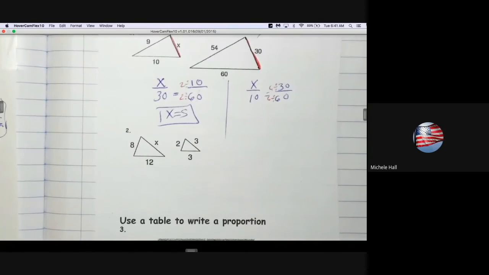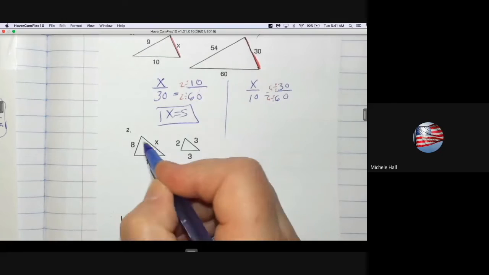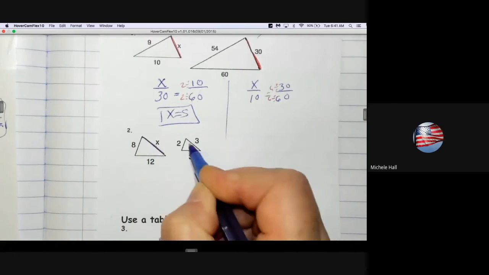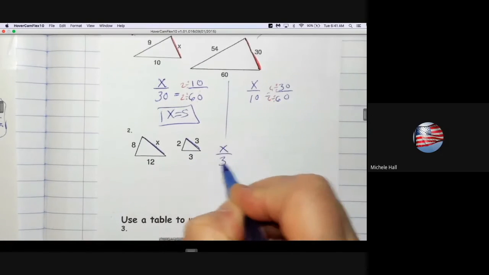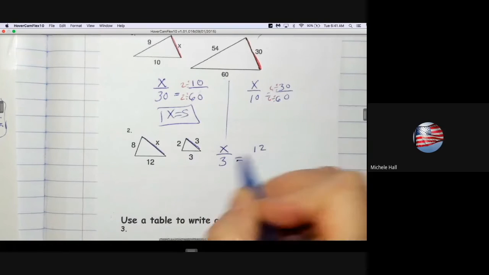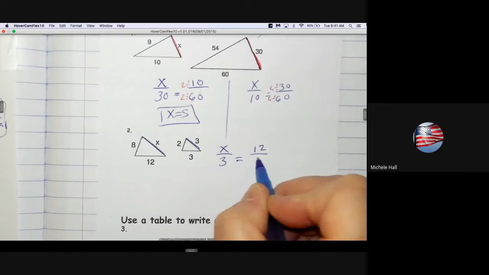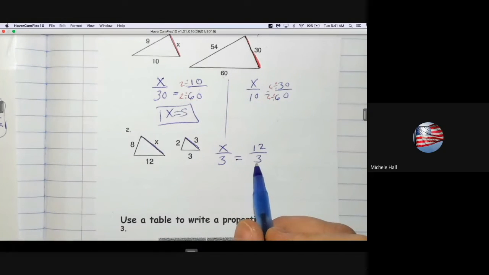Next problem. All right, let's see here. We're going to say that x is to 3 as 12 is to 3. X is to 3, 12 is to 3. The 3 has not changed, so the 12 is not going to change.